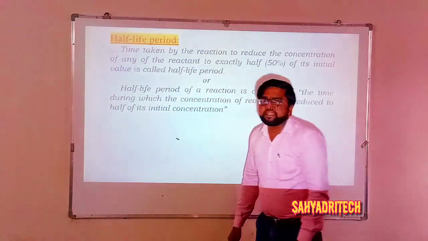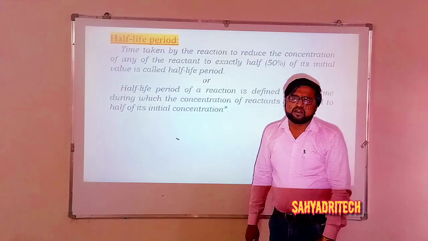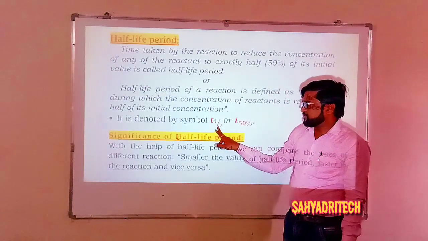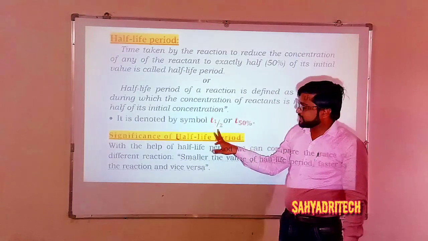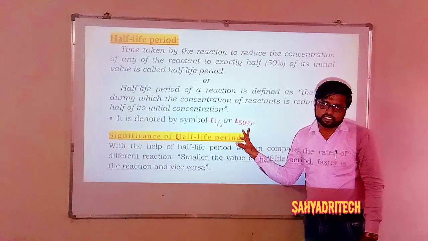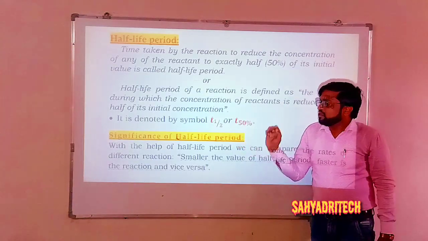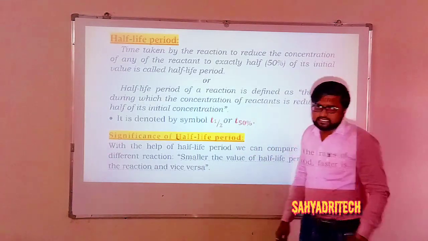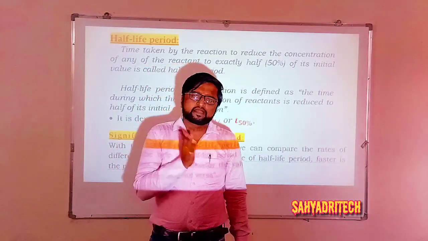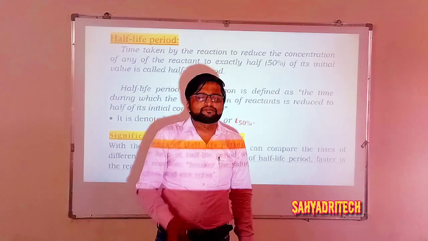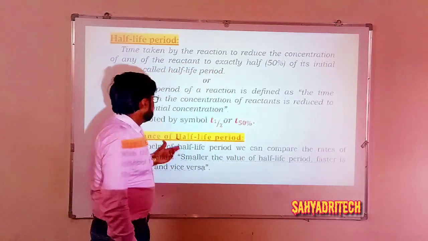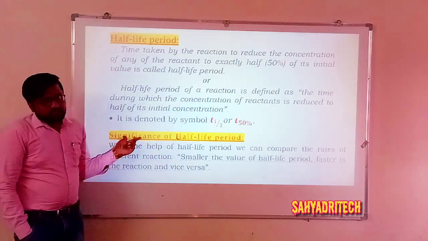Well, how are we going to abbreviate or represent this half-life period? It is represented with the symbol t half, t subscript 1/2, or else t 50%. Well, what is the significance here? As I already said, by correlating half time, rate constant and velocity, one can specify the nature of a reaction. So it indicates the significance of a half-life period.